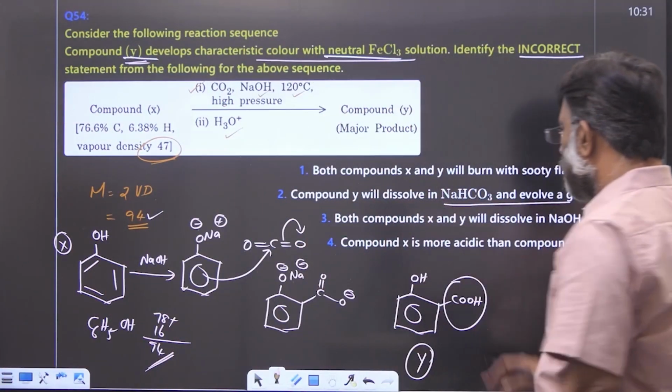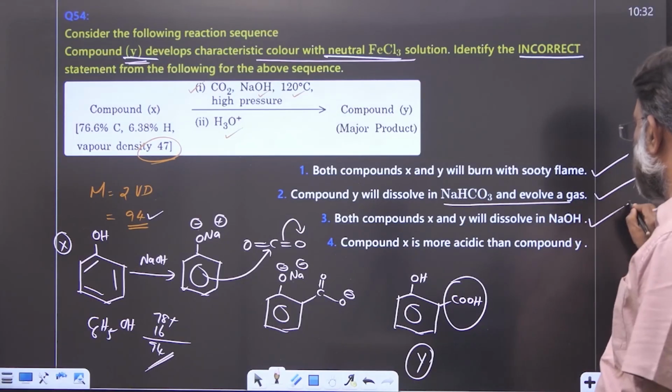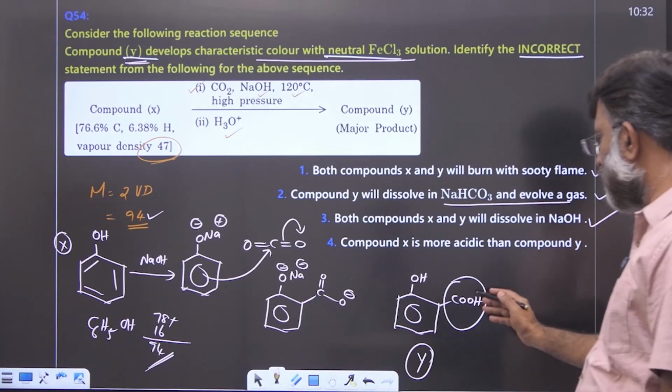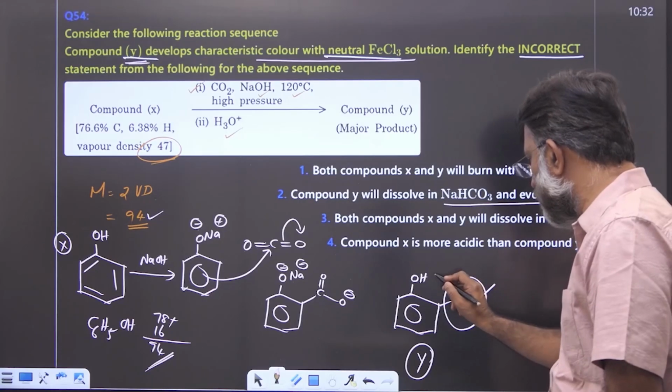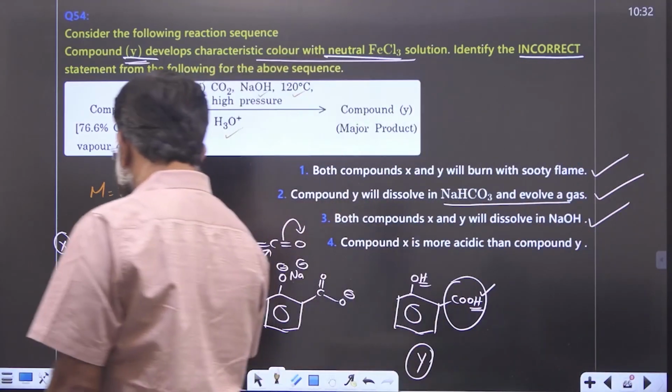Third one. Both the compounds X and Y will dissolve in NaOH. Yes, they will dissolve in NaOH. This can dissolve in NaOH. This group can neutralize, and this group can neutralize.